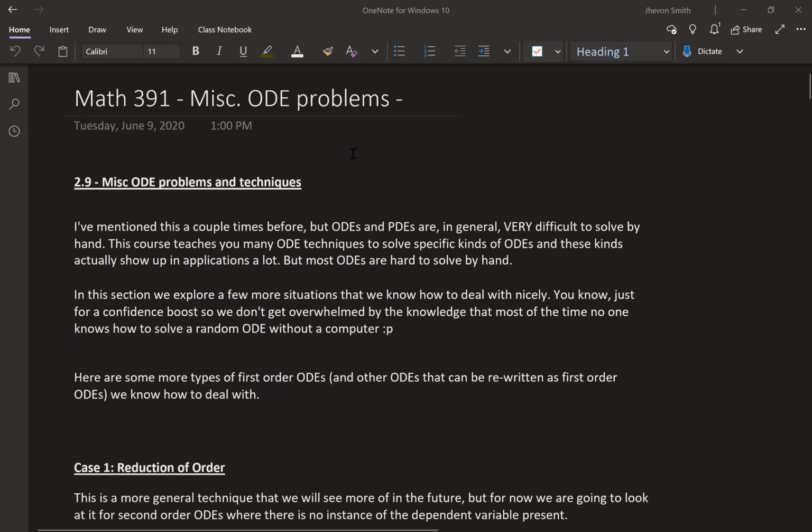So what we want to do here is talk about some other types of ODEs that we know how to solve very well and that we want you to be able to solve. That's what this section is going to be about. So let's actually just jump into it.